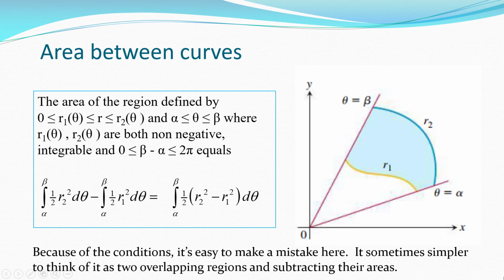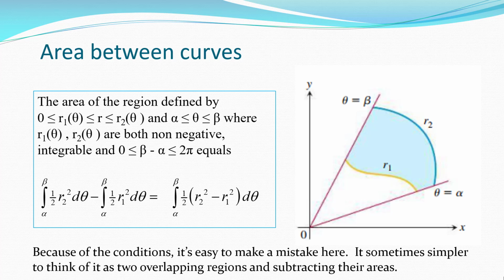Now, if you want to find the area between two curves, it's very similar to what we do in the normal Cartesian coordinate system. We're going to assume that the region is defined by between two curves. That's why the r is between two different functions of theta. And the angle range will go from alpha to beta like before. We'll assume similar conditions, that they're both non-negative, that they're both integrable, that the overall angle range is positive but less than 2 pi, so we don't wrap around too many times.